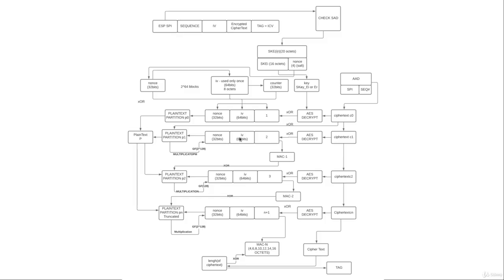This MAC is carried around through the rounds, and in each round it gets XORed with the plain text chunk. The final round produces MAC N, which is XORed with the length of the ciphertext. This will calculate the tag for this ESP packet. The recipient will then compare the received tag with the calculated tag. If the two values match, that means the ciphertext wasn't changed in transit.